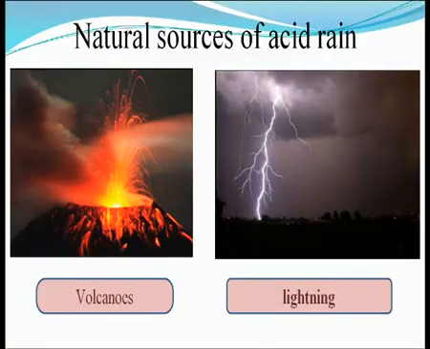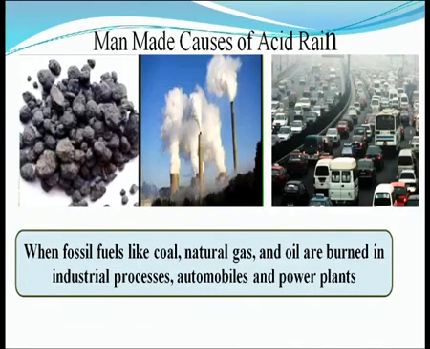Natural sources of acid rain are the volcanoes or lightning. Man-made causes of acid rain are burning of fossil fuels like coal, natural gas and oil that are buried in the soil, and they are burnt in industrial processes, automobiles and power plants. All of them lead to acid rain.